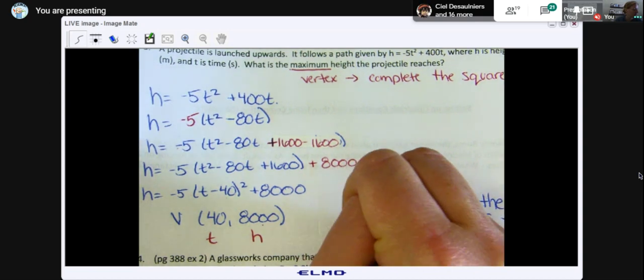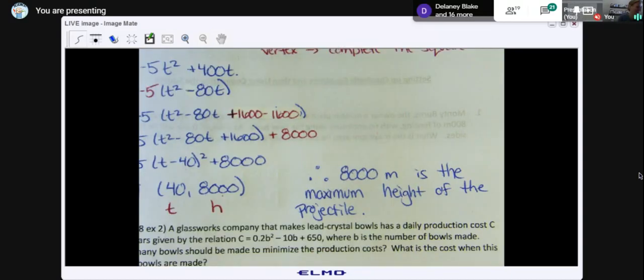Now, the question didn't ask for the time, but if it did, then yeah, it would be at 40 seconds. Amazing, right? I love completing the square. So much better than making a table of values and graphing it and hoping you figure it out. Let's do another word problem.